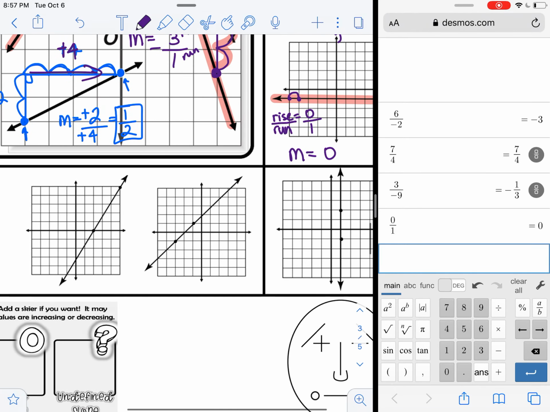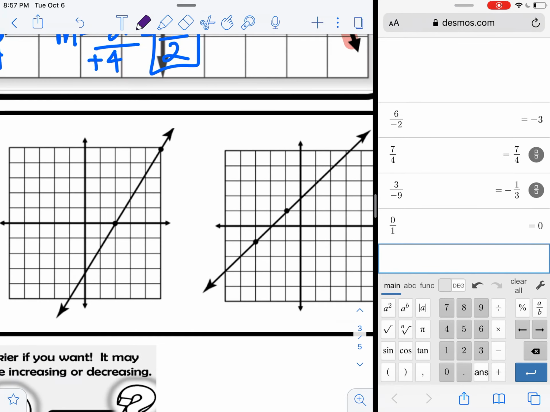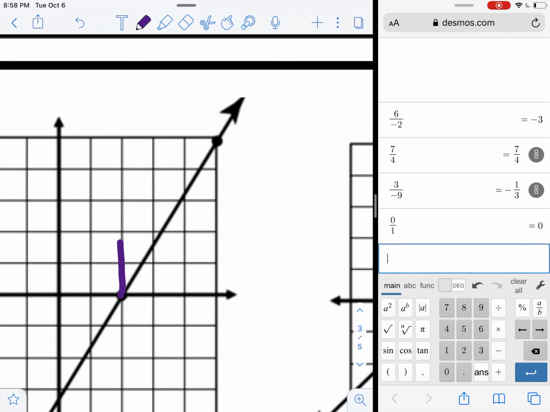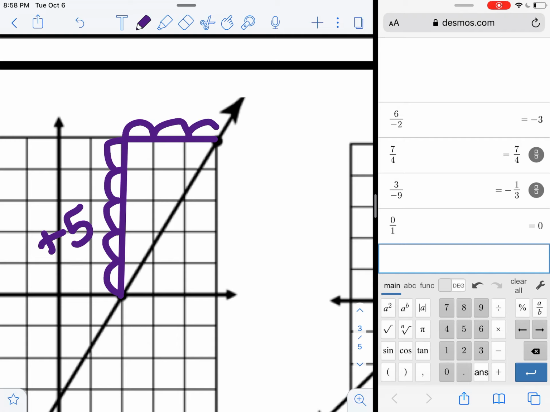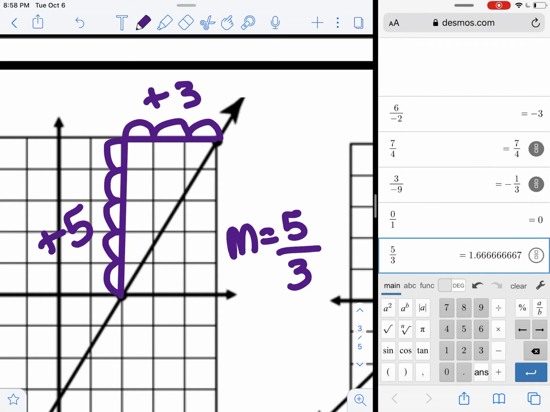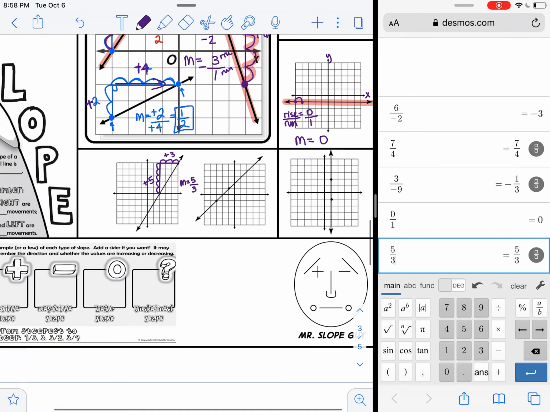Awesome. So again, a couple of these are just extra problems that you can go through. And again, all you would do is just come over here, create your right triangle, and then you're going to count 1, 2, 3, 4, 5. That's a plus 5 because I went up, and then 1, 2, 3. That's a plus 3 over here. Our change in y, 5 over our change in x, 3. You can put that in your calculator if you need to, but it's not going to be able to simplify because those are prime numbers.